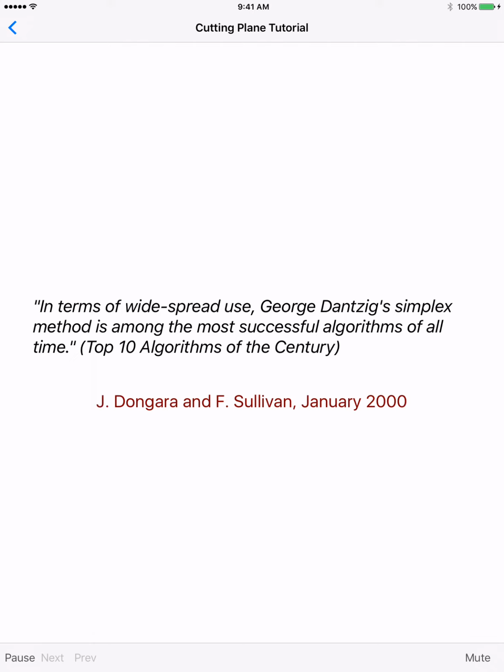The general linear programming model was invented by George Dantzig. Its development was one of the great accomplishments of applied mathematics in the past century. Indeed, Dantzig's simplex algorithm for solving linear programming models was called one of the most successful algorithms of all time, in terms of widespread use. Our discussion will focus on the TSP, but it will give you a quick glimpse of the general theory of linear programming, or LP, for short.